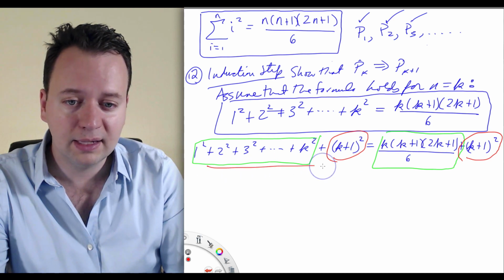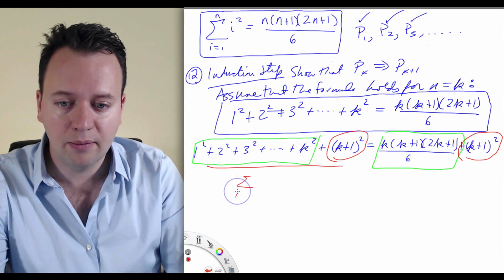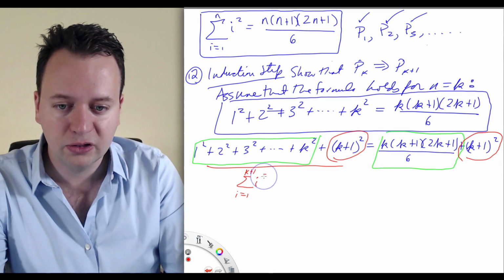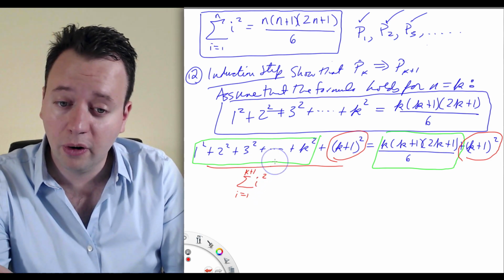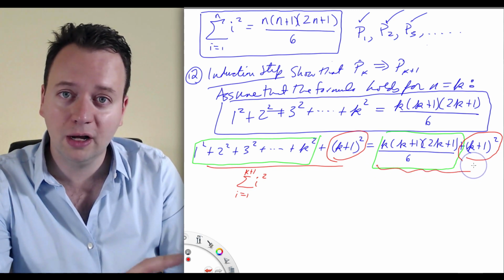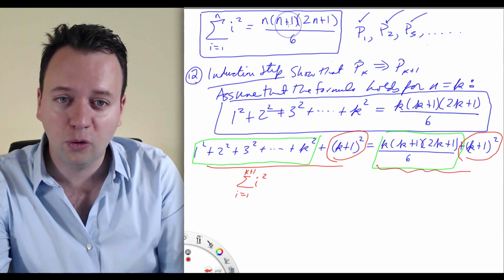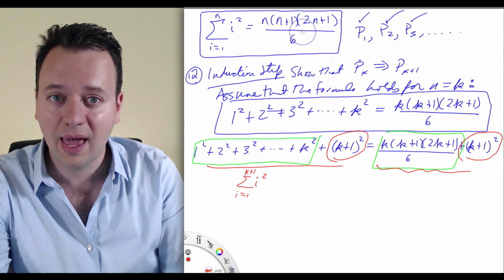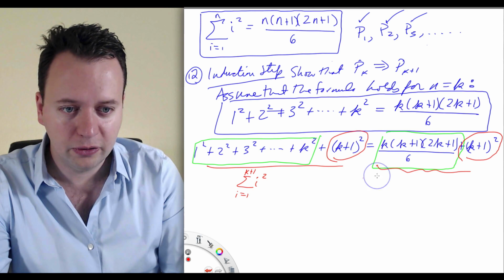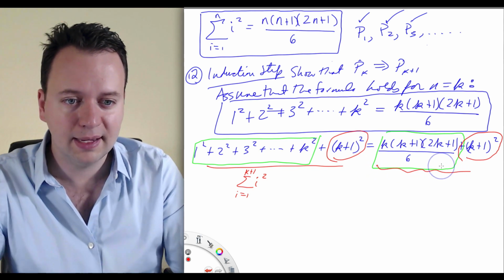Now the left-hand side is just the sum from 1 to k plus 1 of i squared. So this is the formula for k plus 1 on the left-hand side. Now we just have to show that the right-hand side is this formula if you replace n with k plus 1. Okay, so let's see how we can do that. We have to analyze this right-hand side.